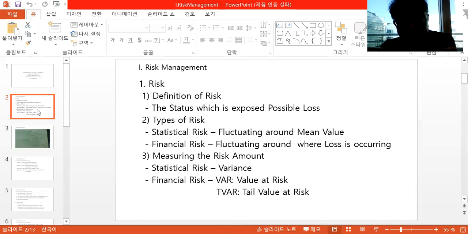The next is how we measure the risk amount. The statistical measure in this case is simple, just variance. You calculate variance, that's the risk amount. But in financial risk, because you only care about the loss side, there are two definitions. One is called VaR, value at risk, and the other one is tail value at risk. You will see the difference in the next graph.